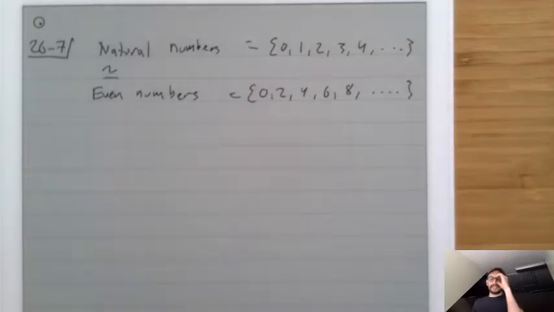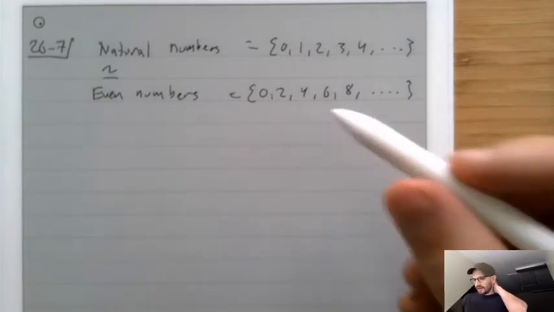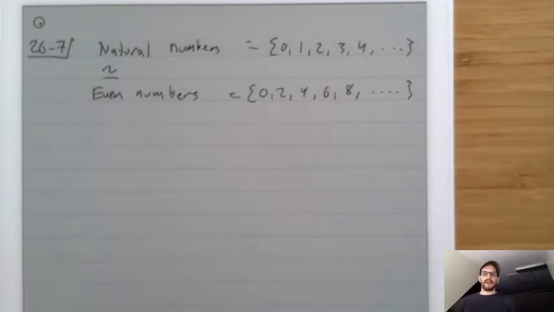Now, intuitively, this is crazy, right? Because we know that the even numbers are a subset of the natural numbers. In fact, you take all the natural numbers, half of them are even. So how can something that is everything be the same size as something that is just half of that? Well, we know that they're the same size because such a function exists.